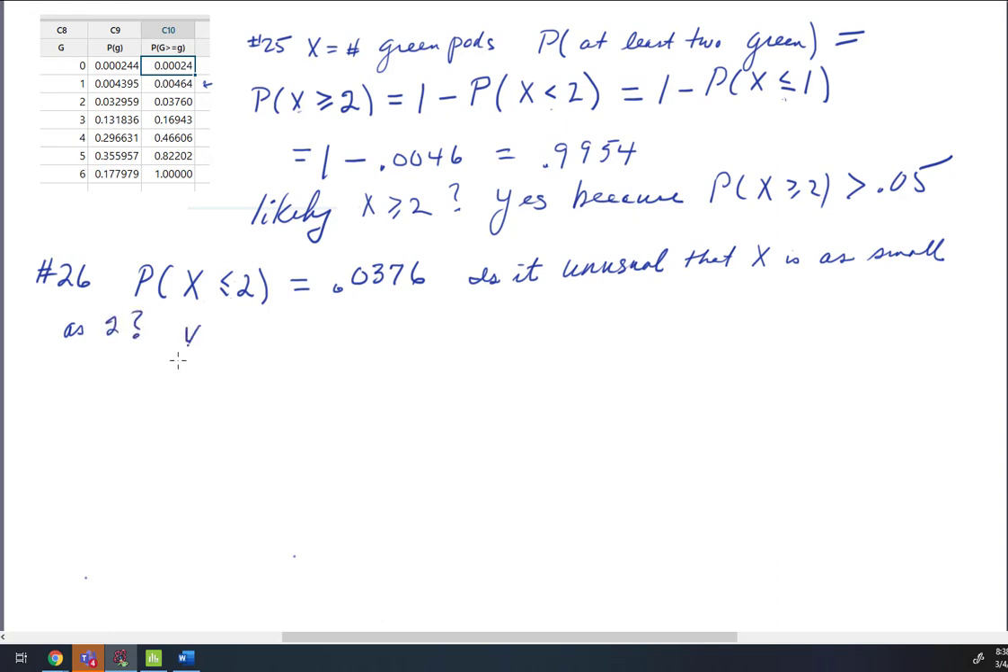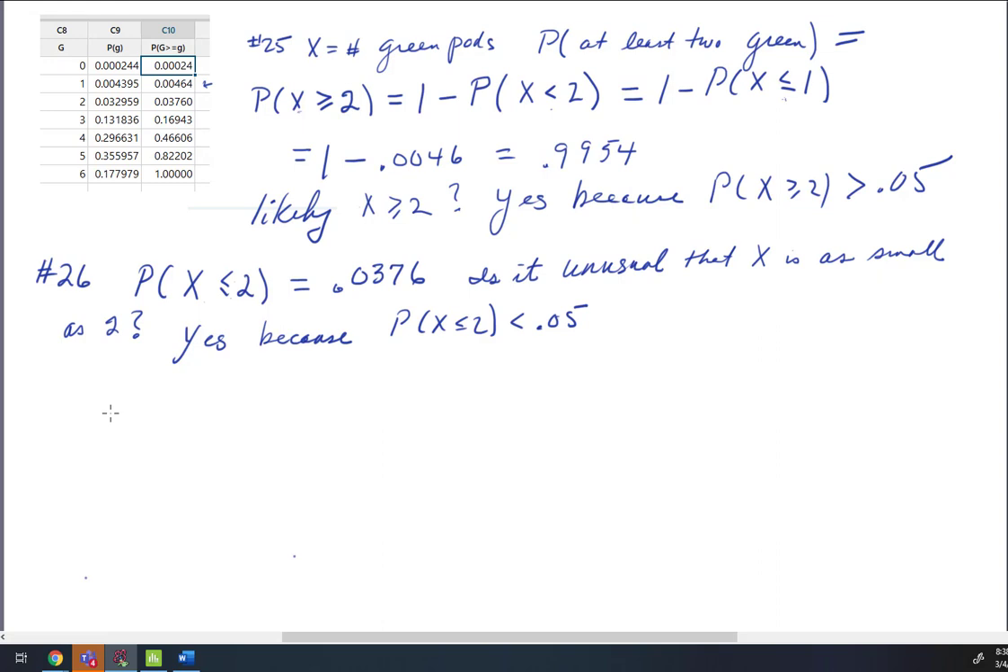And we're going to say yes, because the probability that x is less than or equal to 2 is less than 0.05, which makes x less than or equal to 2 an unusual event. It has a probability of occurring of less than 5 times out of 100.